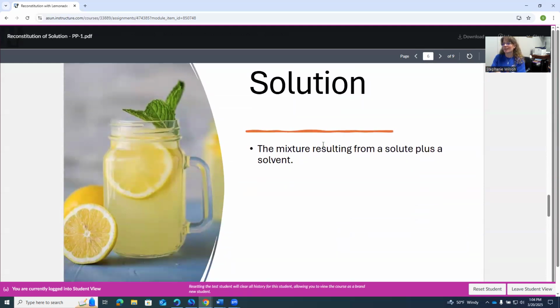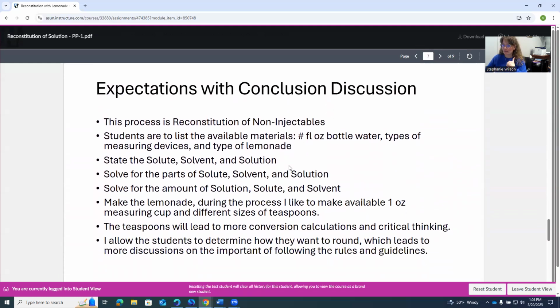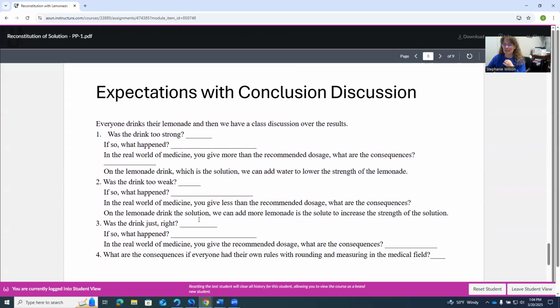Solution is my drink. I get to drink the product. Yum. And then expectations and conclusions. So definitely take the moment to read those. And then this last page here is a conclusion discussion. So we will get to that.